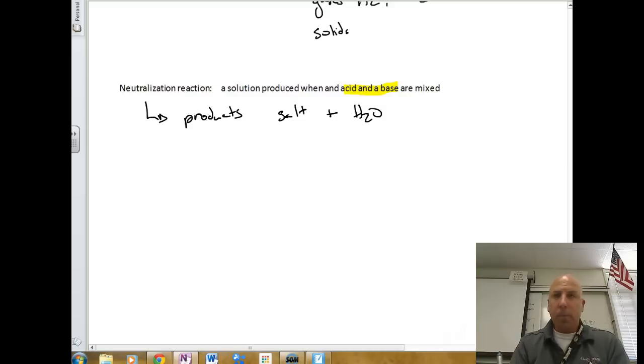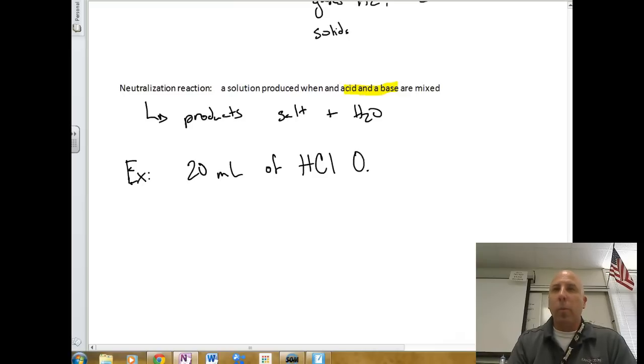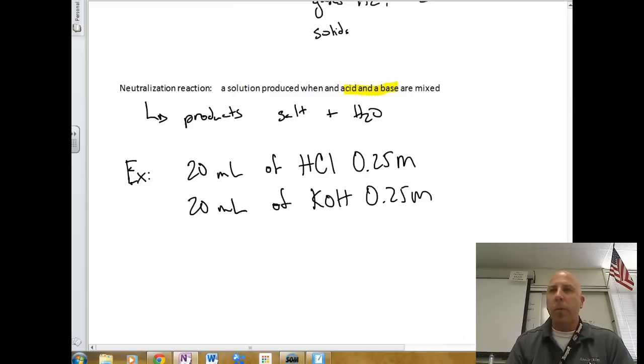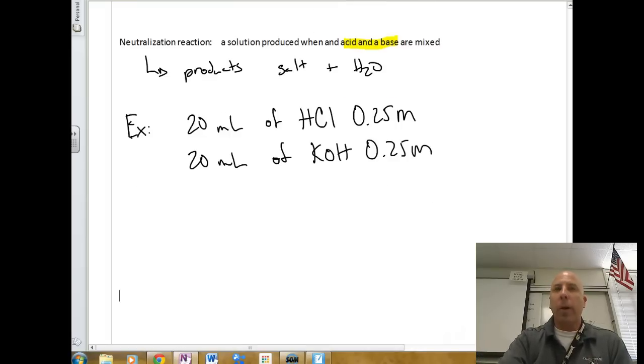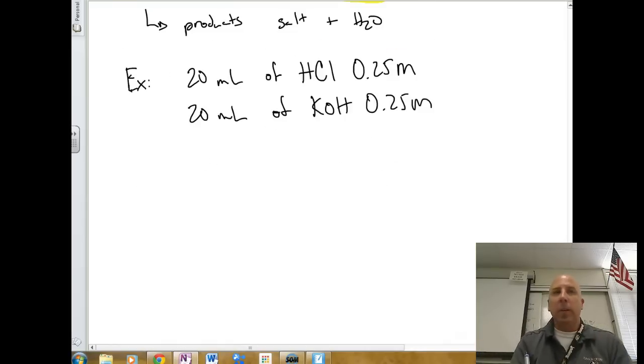Okay, so let's take a look at an example of a neutralization reaction, and you'll see why it's a neutralization reaction. Let's say we have 20 milliliters of hydrochloric acid, and let's say this is a 0.25 molar solution, and we're going to mix it with 20 milliliters of potassium hydroxide, also a 0.25 molar solution. So we're going to write a couple things. We're going to write a complete molecular equation, and we're going to also write a net ionic equation for this. So complete molecular equation.